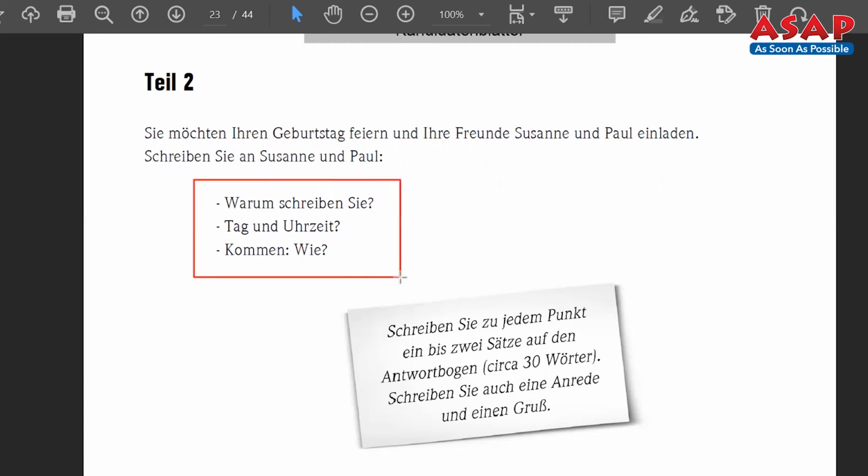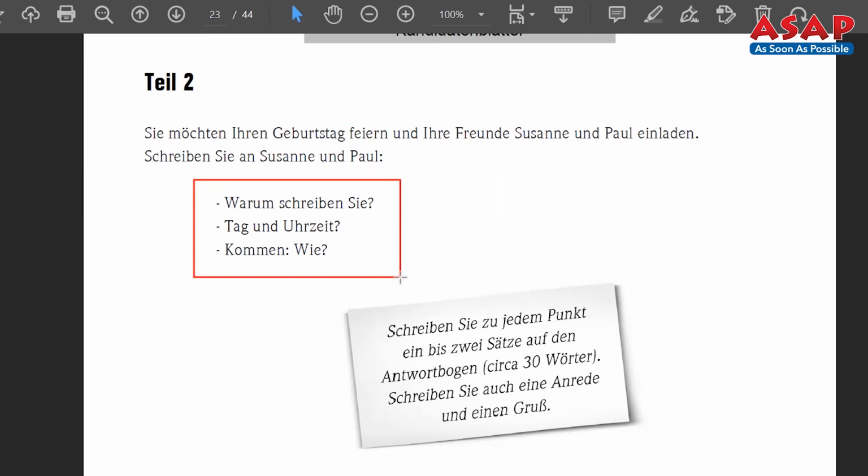"Warum schreiben Sie?" I will not write the email here. When we solve the whole question paper in our upcoming videos, I will answer it, and there we will discuss that. Now we will just understand the question pattern or exam pattern. So: "Warum schreiben Sie? Tag und Uhrzeit, Kommen Sie." These three points are given.